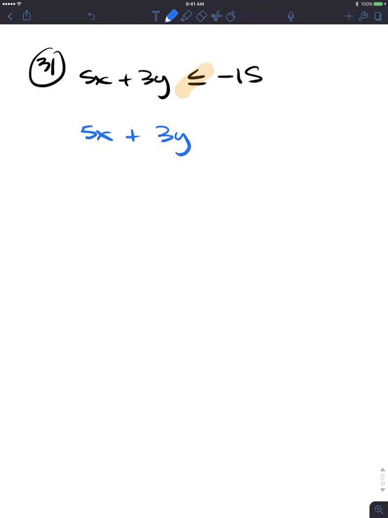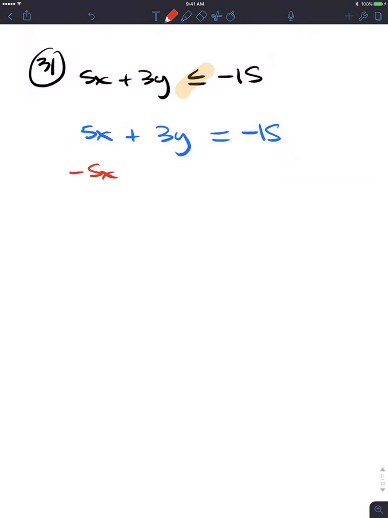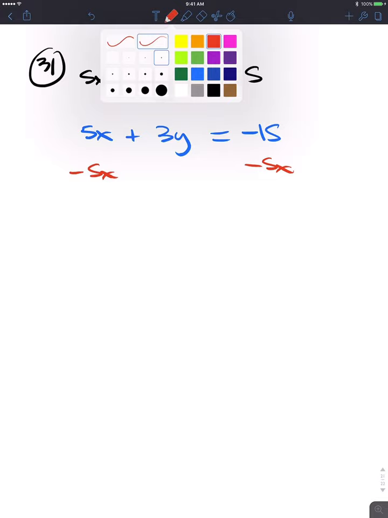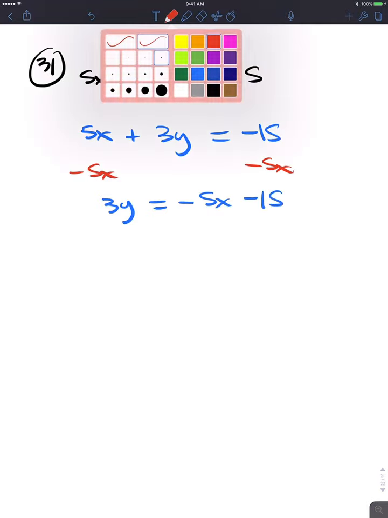Number 31. 5x plus 3y is less than or equal to negative 15. Notice we have a less than or equal, which is going to give us a solid line. 5x plus 3y equals negative 15. We're going to have to solve for y. Negative 5x, negative 5x. We get 3y is negative 5x minus 15. You can divide both sides by 3.